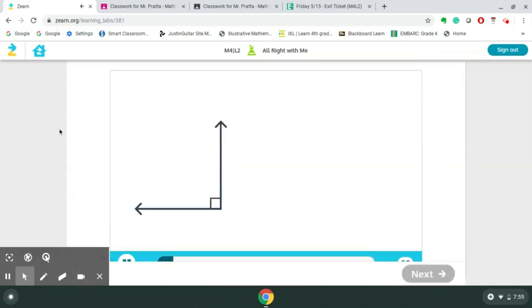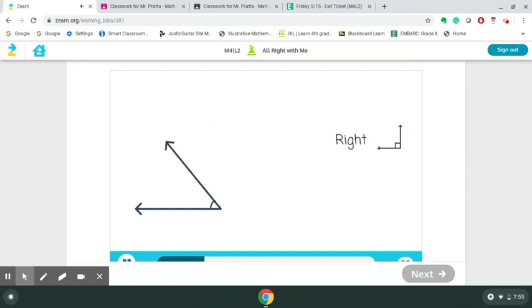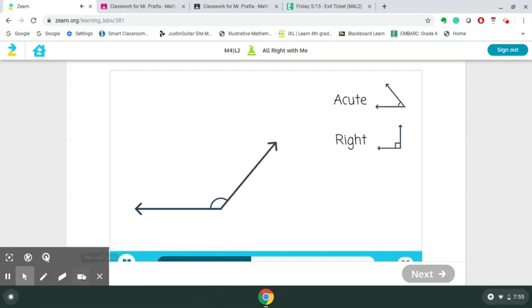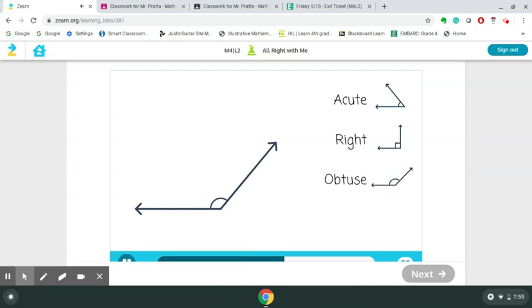Right angles match up with the corner of a piece of paper. Acute angles are less than right angles. This is an example of an acute angle. Obtuse angles are greater than right angles. This is an example of an obtuse angle. An obtuse angle must be less than a straight angle. A straight angle is a straight line.